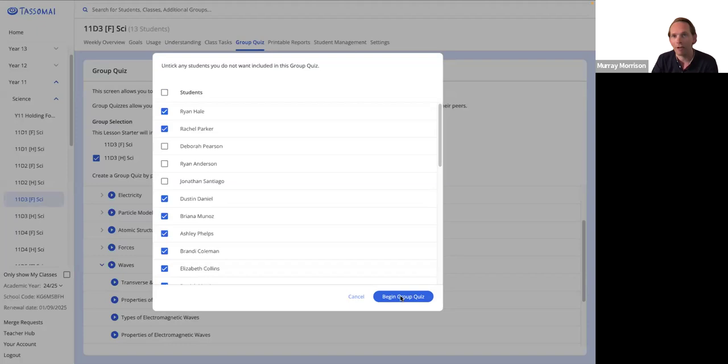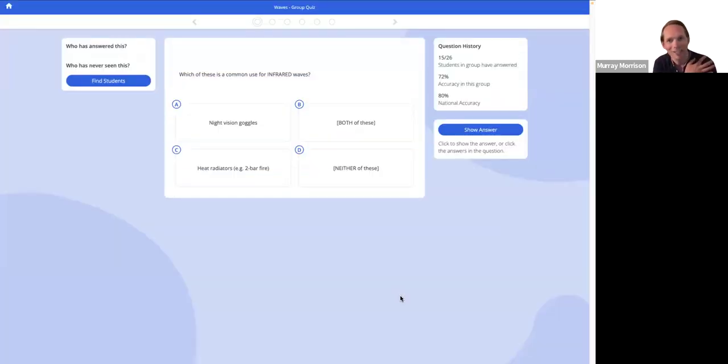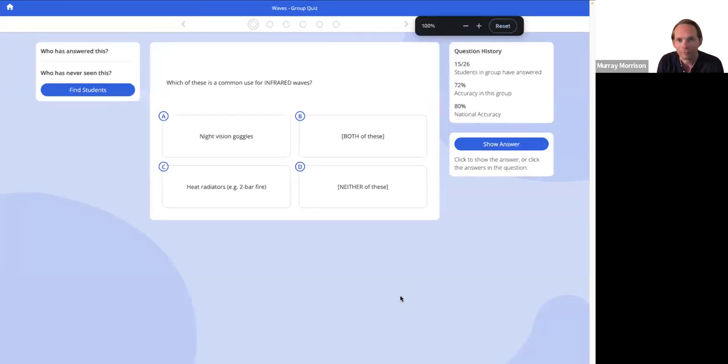And we begin group quiz. Now it's going to compile. This might take a while, especially as it's running on our, that was quick, running on our background server. And I'm going to just zoom in a little bit. Now what we're going to have here is a quiz of 6 questions I think I asked for on the topic of waves, the whole topic. And it's going to be bringing up to me the 6 questions that my class most need to work on.